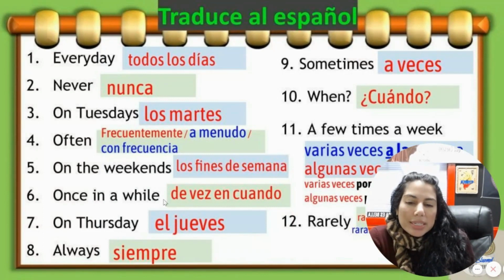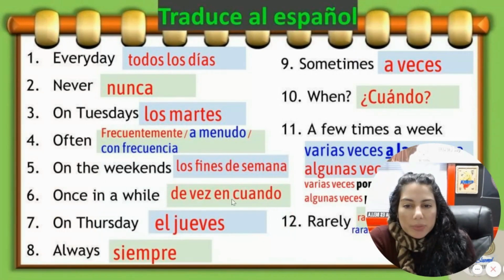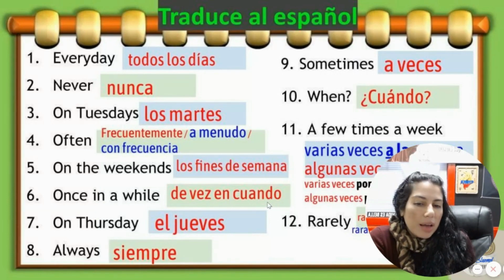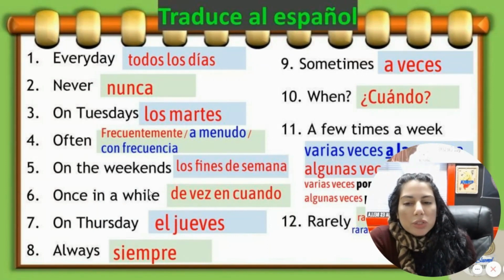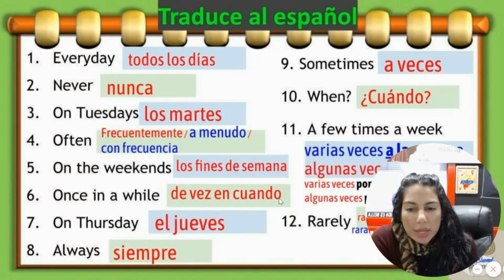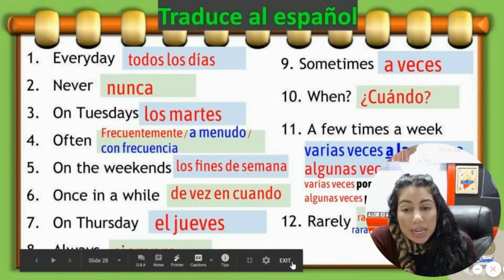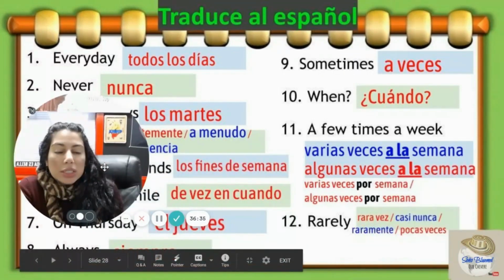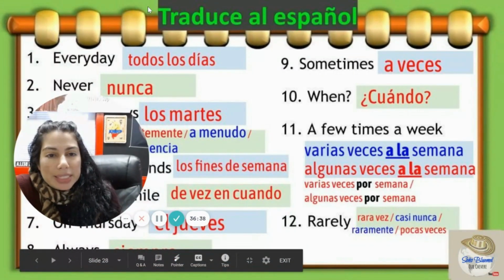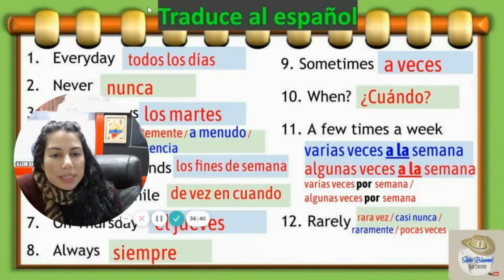Once in a while is de vez en cuando. So, voy a la escuela de vez en cuando. I go to school once in a while. On Thursday, again, we would say el jueves. Always is siempre. Sometimes is a veces.